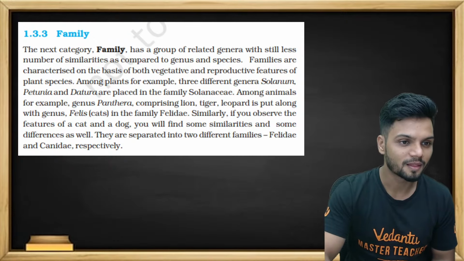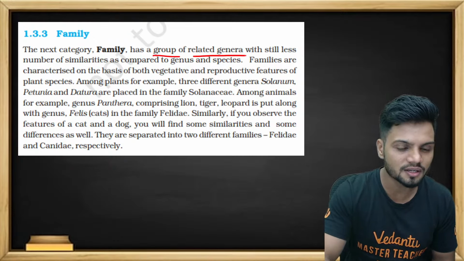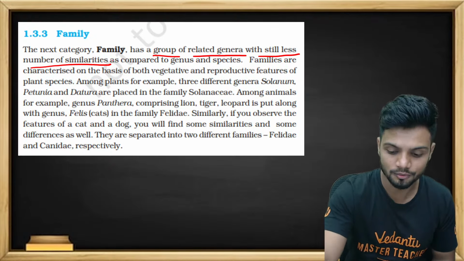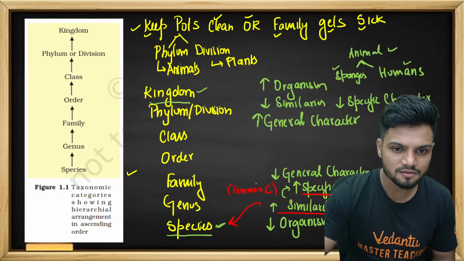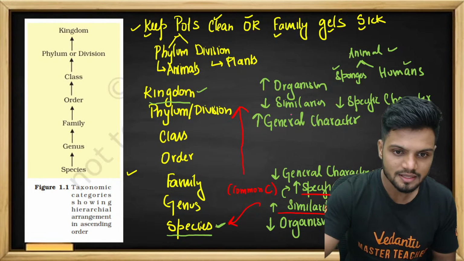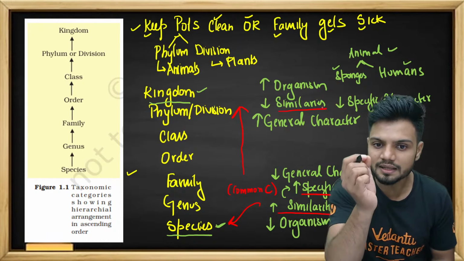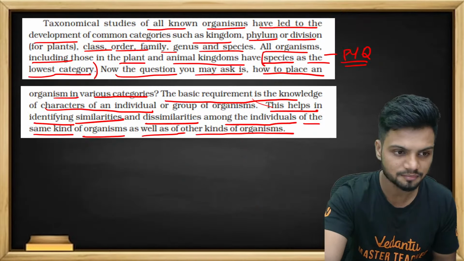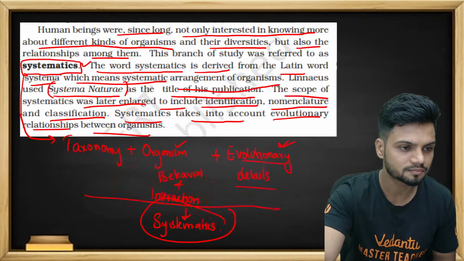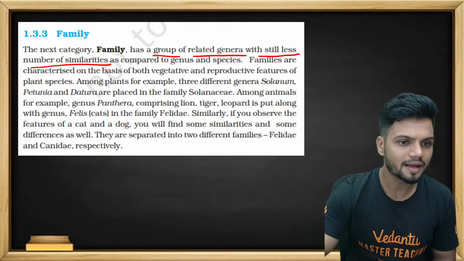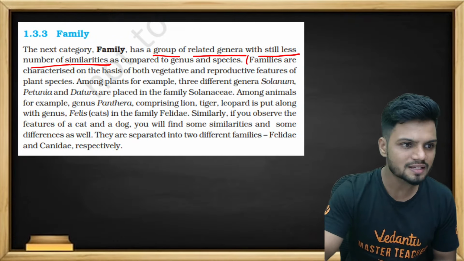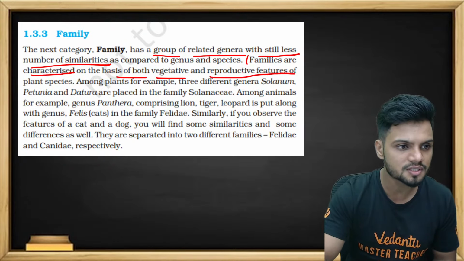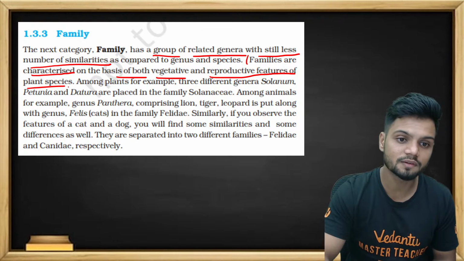Next one is family. Okay, family has a group of related genera with still fewer similarities. I told you, as we are going up the chart, similarities are decreasing. Can you see? Specific characters are decreasing as we go up. As compared to genus and species, families are characterized on the basis of both vegetative and reproductive features of the plant species. Both vegetative and reproductive.